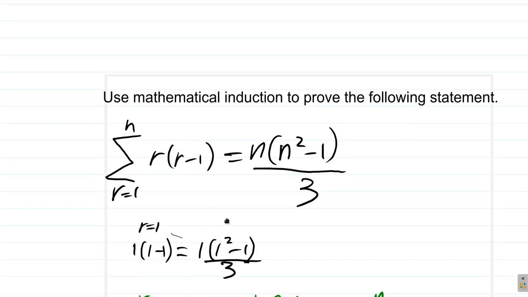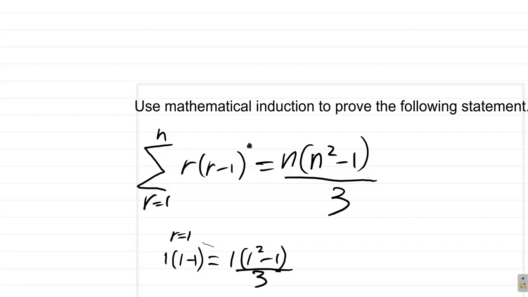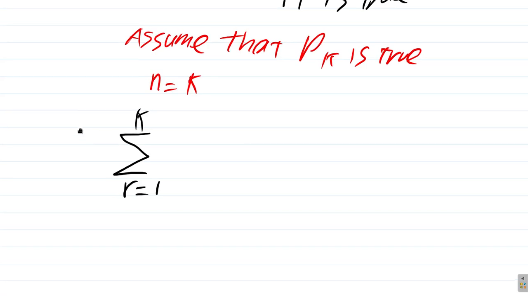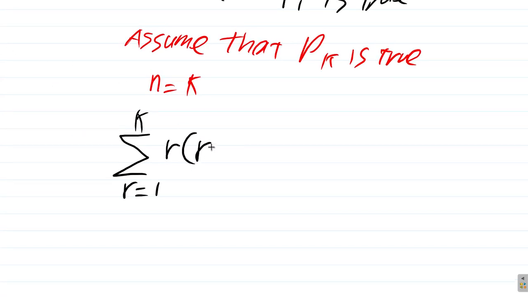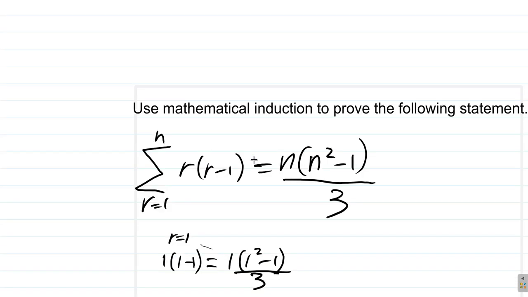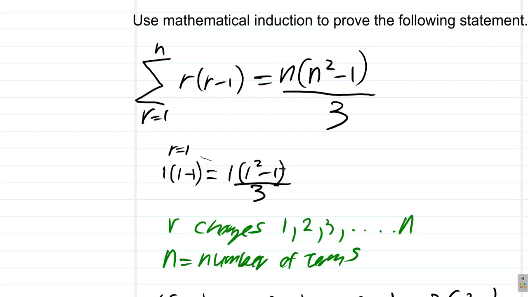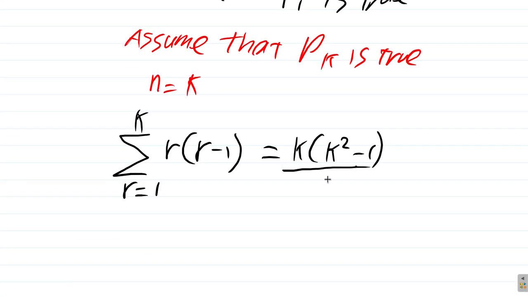You have the sum from r equals 1 to k of r minus 1 is equal to k squared minus 1, divided by 3. Okay? So you see that.